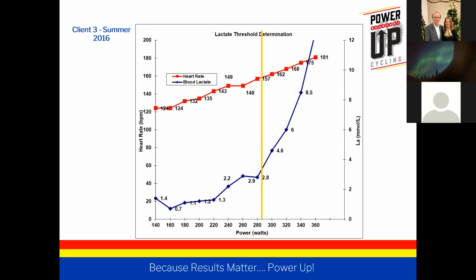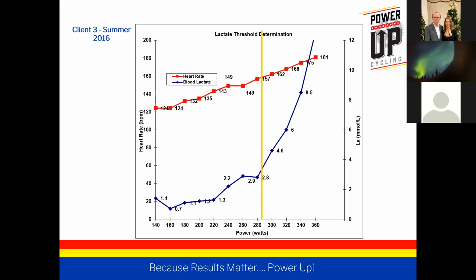You can look at this graph and really concentrate on the blue line. The yellow vertical line is where we estimated his lactate threshold to be. His functional threshold was closer to 310 to 320, which is not unusual, particularly for individuals who have a very big anaerobic engine.